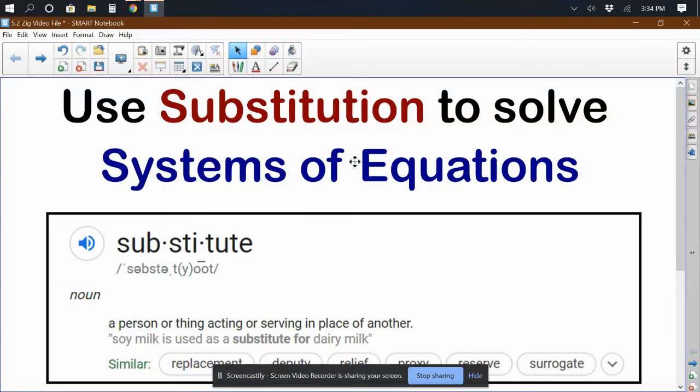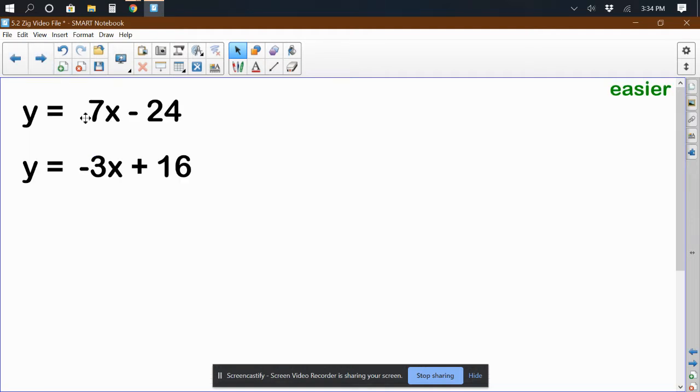Today we're going to be using substitution to solve systems of equations. Here we go. First, we start with an easier problem. They do get harder. You can see in my system here, both of them say y equals.